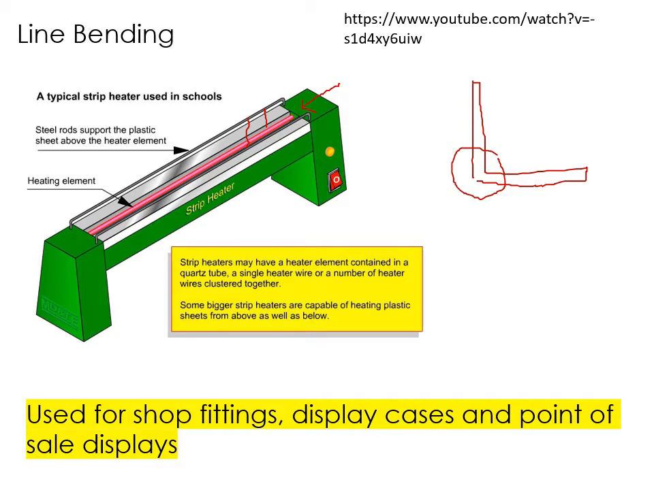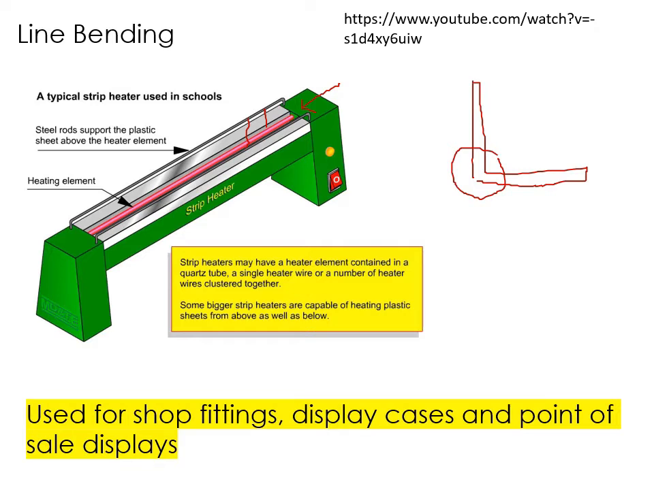And it makes very simple products, but it's often used for things like display cases, point of sale displays. So you might see a clear acrylic stand with leaflets in it, and sometimes for shop fittings as well. So line bending is very simple. It heats the plastic along a line, meaning you can bend it up in geometric shapes, almost like folding a net with card.